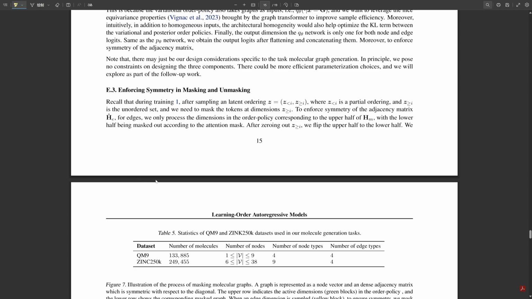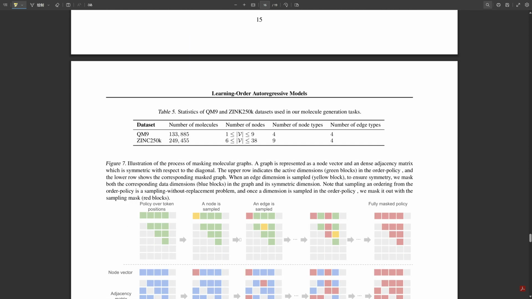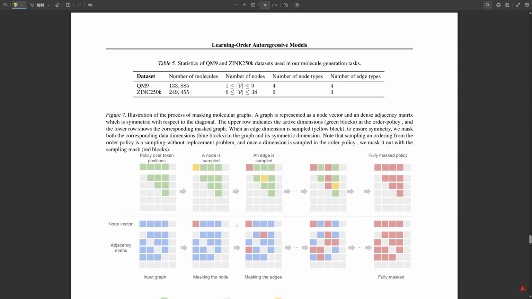Okay, let's pivot to the application. Molecular graph generation. How do they represent molecules? They used dense adjacency matrices. So a matrix where entry (i, j) tells you about the bond between atom i and atom j, plus information about the atom types themselves. The task is to generate this matrix and the atom types. Got it. And the evaluation, they use QM9 and ZINC250k datasets.